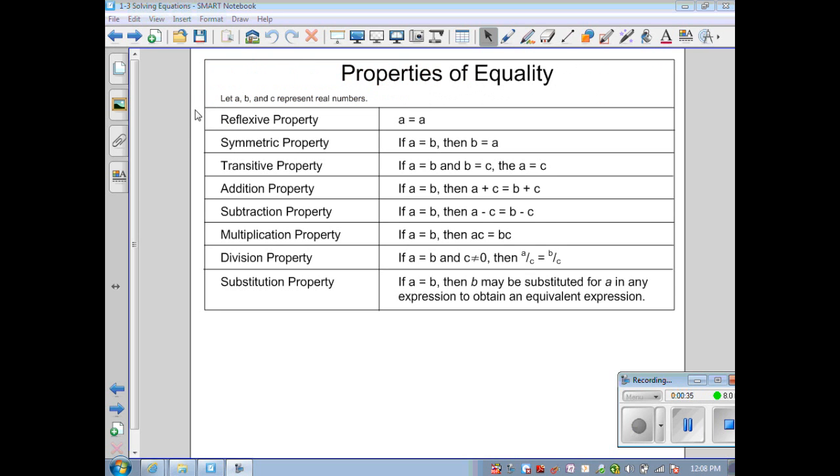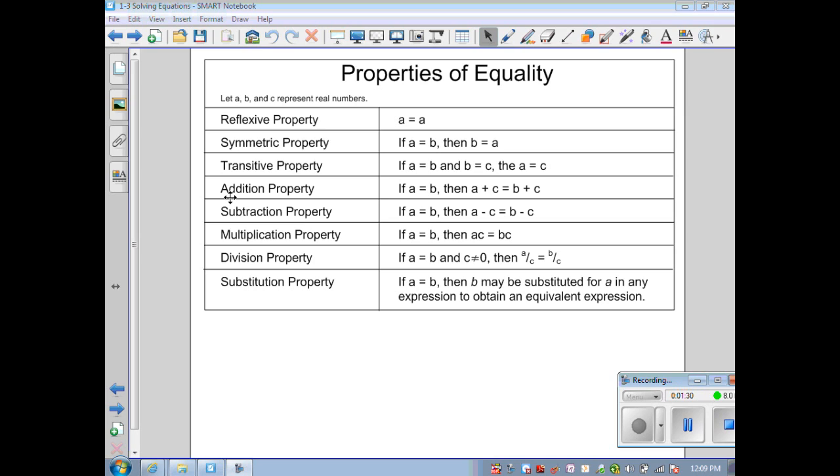Here's a chart for properties of equality. You will find this chart in the resources on our group page. Here we have the reflexive property. This is when the left side equals the right side. It is a mirror image of itself. A symmetric property has two quantities. If A equals B, then B also equals A. Transitive property has three possible outcomes. If A equals B and B equals C, then A has to equal C.